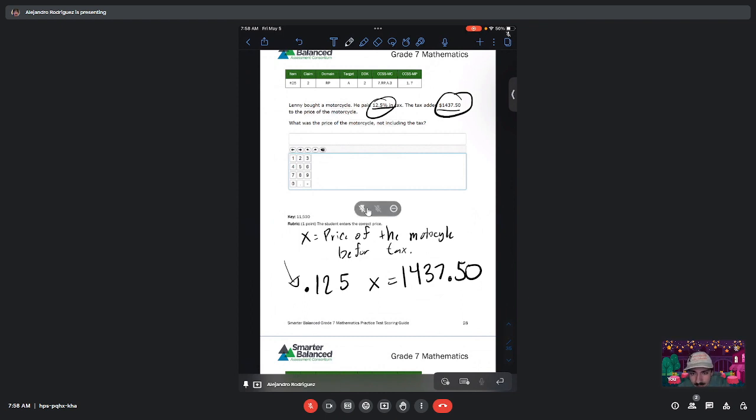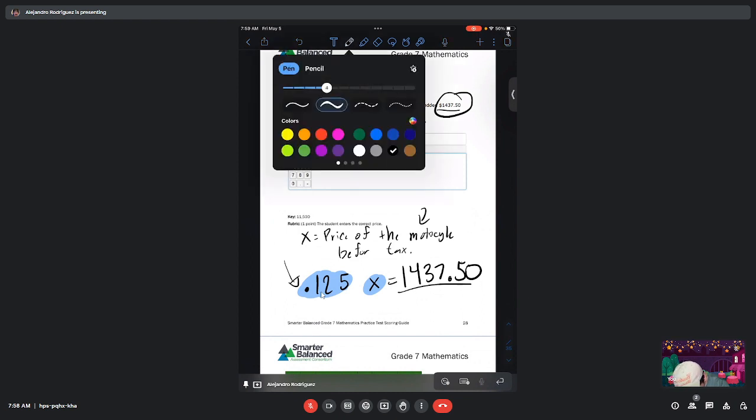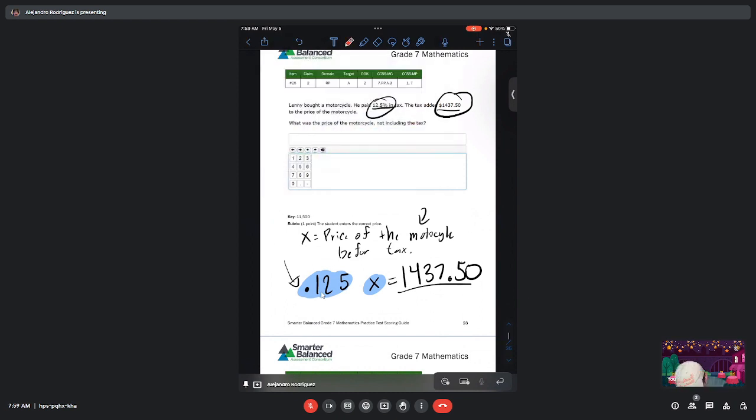So again, just as a recap, we know that 12.5% of the vehicle price is going to be equal to $1,437.50. So what we did here was, 12.5% of the cost of the motorcycle, well, that's just going to add up to $1,437.50. And we want to figure out what's the price of the motorcycle before tax. So here we're going to be solving for this variable x.